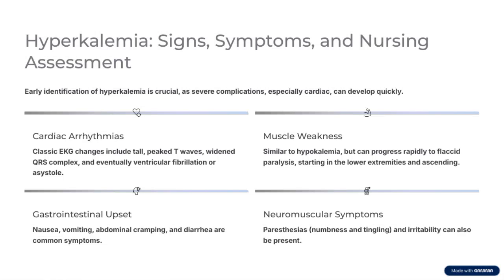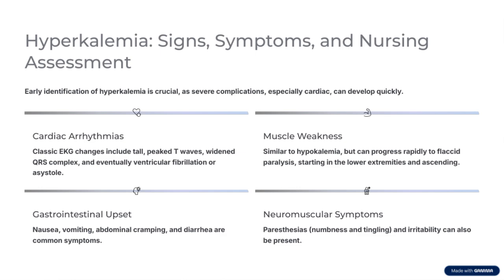Paresthesias, which include numbness and tingling sensations, can also be present in hyperkalemia, along with irritability. These neuromuscular symptoms are important clues and indicate that the nervous system is affected. Moving on to gastrointestinal symptoms, nausea, vomiting, abdominal cramping, and diarrhea are quite common. These symptoms resemble those seen in hypokalemia, but can actually progress rapidly to more serious issues like flaccid paralysis. This paralysis typically starts in the lower extremities and then ascends upwards. In terms of muscle weakness, it's a key sign to watch for.